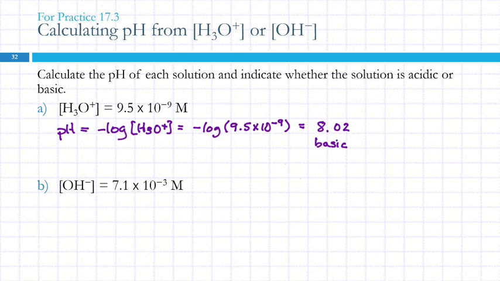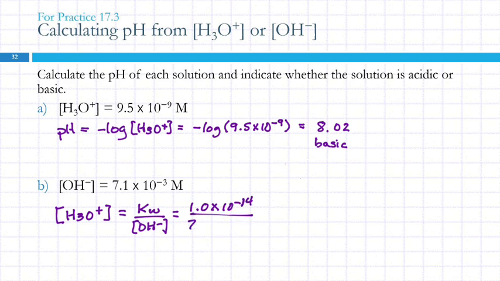Okay, here we're given the hydroxide ion concentration. But the pH equation needs the hydronium ion concentration. So we have to calculate that first. And that's going to be equal to Kw over the hydroxide ion concentration. Kw is 1 times 10 to the minus 14. And divide by hydroxide. We did this a couple of slides ago.